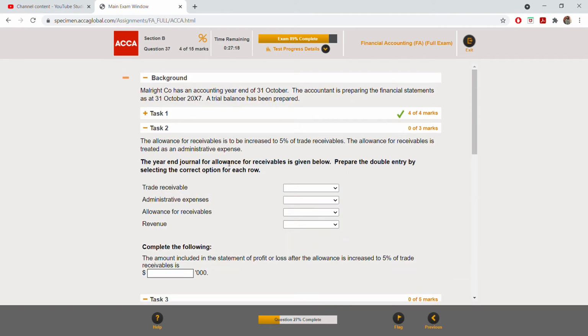Task 2. The allowance for receivable is to increase by 5% of receivable. Allowance for receivable is treated as expense. Okay. Allowance for receivable is treated as an administrative expense. The ledger in general for allowance for receivable is given below. Prepare the double entry by selecting correct option for each row. Trade receivable. Debit, credit, or no. It is debit.